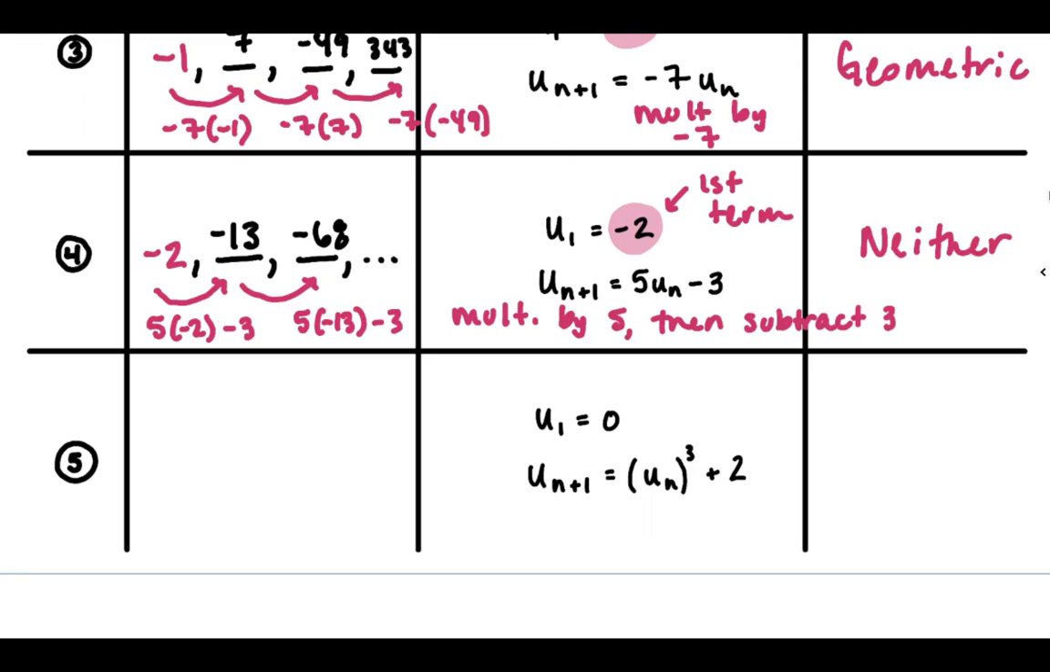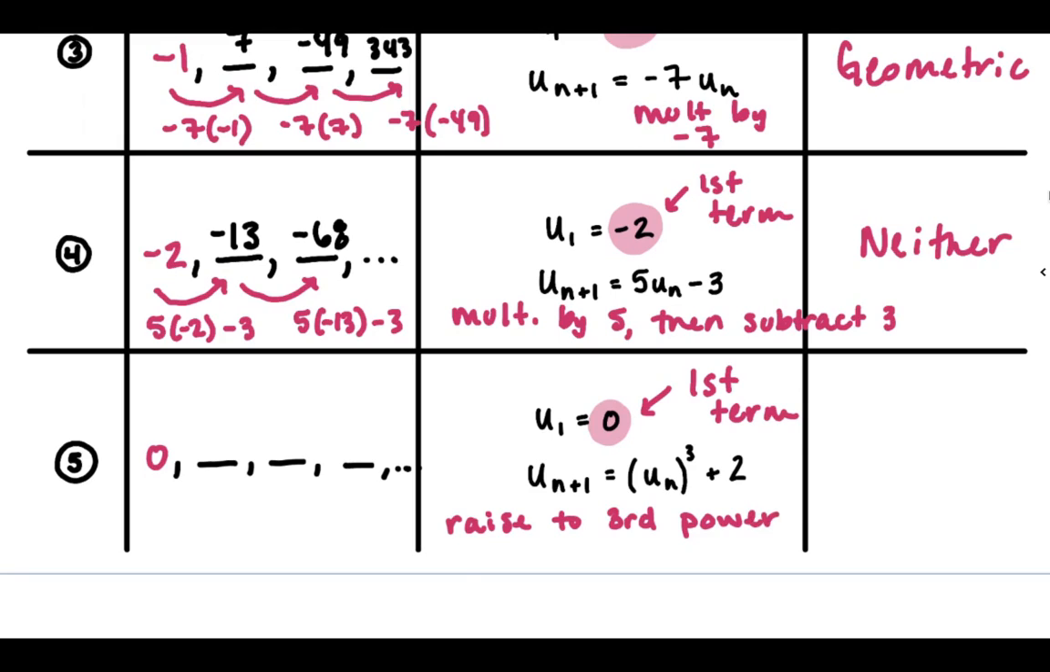Okay, last one. As always, we start with our first term. So the sequence starts at 0. And then we want to know how we fill in some other terms, so we'll look at our rule. The rule says that the next is equal to the now cubed plus 2. So we're going to raise to the third power, then add 2. That's what this rule is saying.